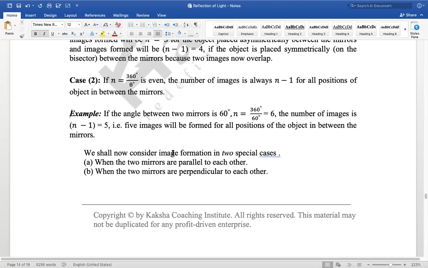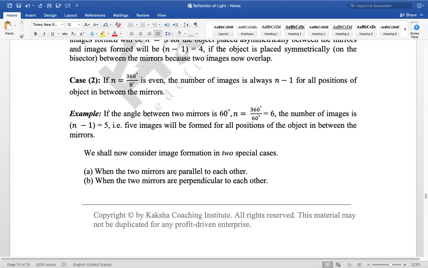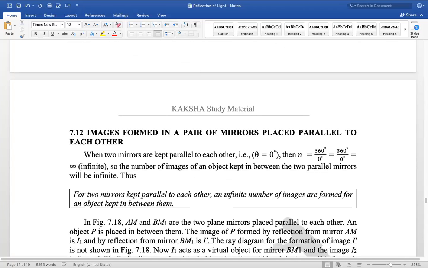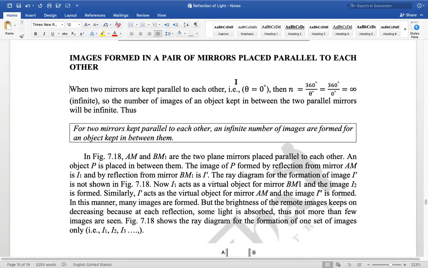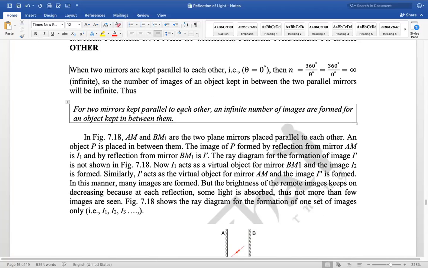We shall now consider image formation in two special cases. First is when the two mirrors are parallel to each other. Second, when the two mirrors are perpendicular to each other. Now, images formed in a pair of mirrors placed parallel to each other. When two mirrors are kept parallel to each other, that is theta is equal to 0 degree, then n is equal to infinity, since 360 by 0 becomes infinite. So the number of images of an object kept in between the two plane mirrors will be infinite if the mirrors are kept parallel to each other.